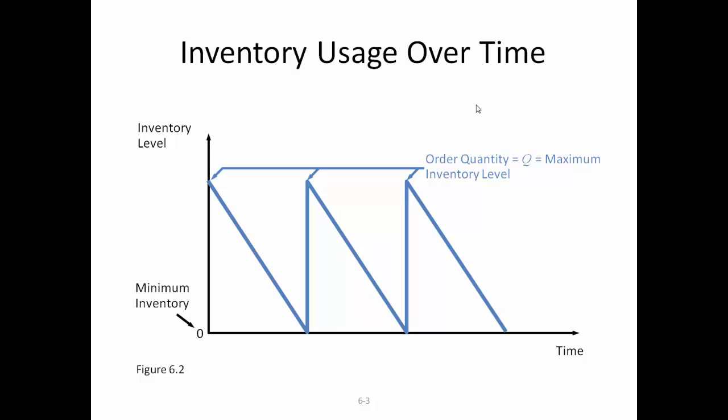Well, what happens when we get our inventory at zero? Ideally, we want that inventory to get to zero and then automatically replenish our stock. And then we let it go back down to zero, then automatically or instantaneously replenish our stock. And that's what this diagram shows.